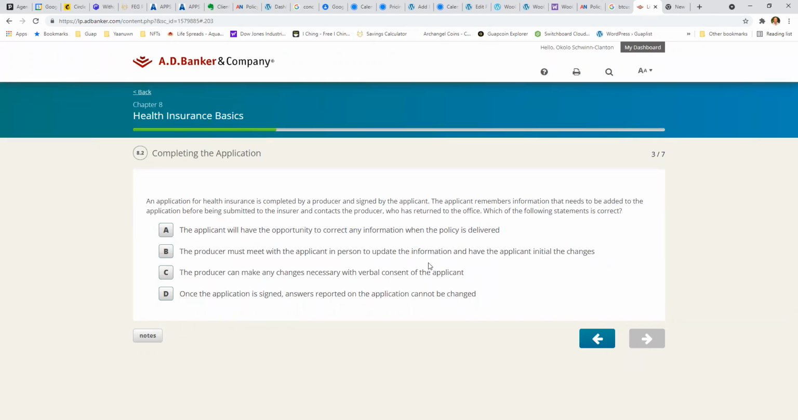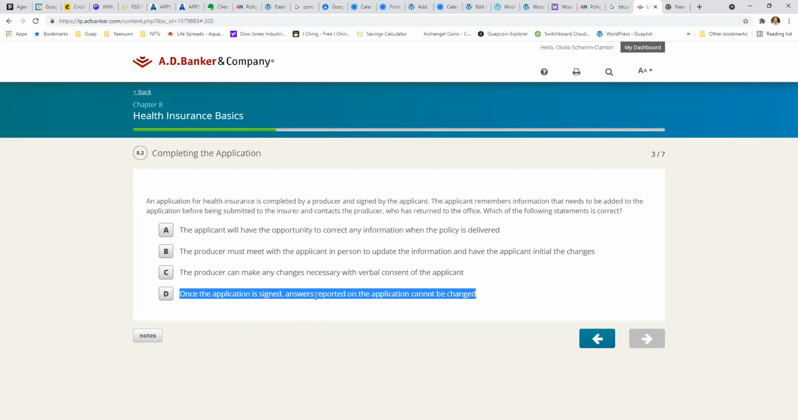That doesn't sound right. The producer must meet the applicant in person to update the information and have the applicant initial the changes. That might be right. The producer can make any changes necessary with verbal consent of the applicant. Absolutely not. Don't ever change an application or sign for an insured.